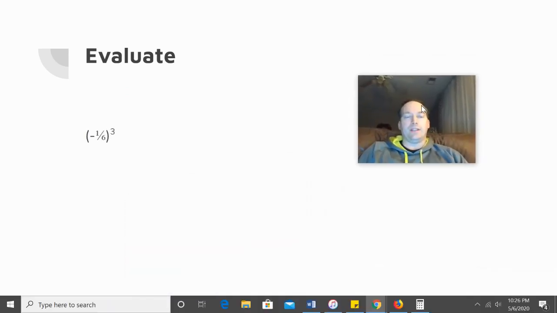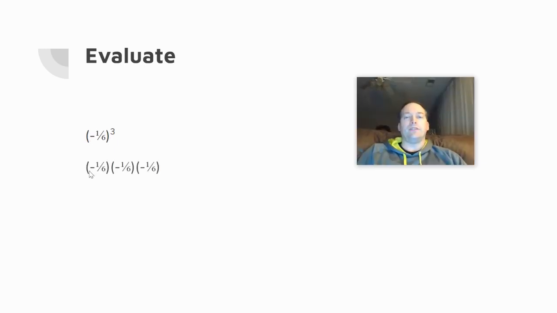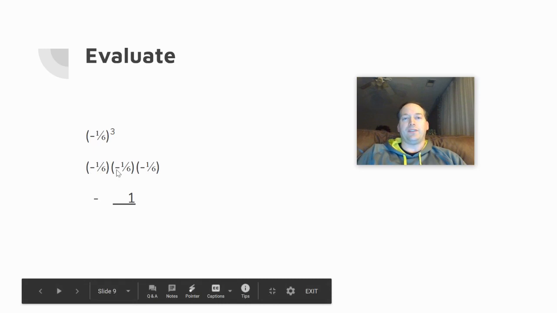Okay, now let's look at this one. -1/6 to the 3rd power. Because the -1/6 is in the parentheses and my exponent is on the parentheses here, everything in the parentheses is being raised to the 3rd power. So this is -1/6 times -1/6 times -1/6. Now we're just going to do each one individually. So negative times negative is positive. Positive times negative is negative.